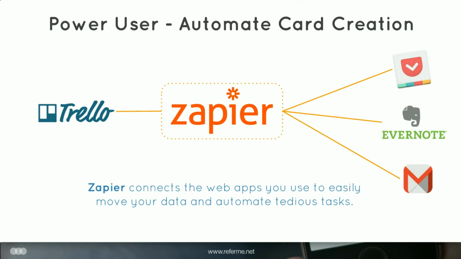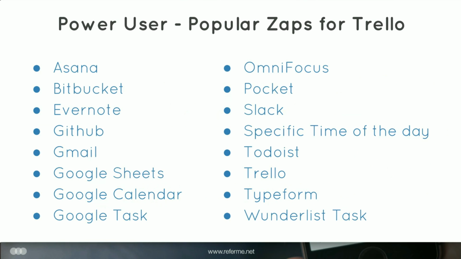Another great way to use Trello is when you connect it to other web apps. In this example, I will talk about Zapier, which is a great tool for connecting web apps that allow you to easily move your data and automate tedious tasks. So in this case, you can move, let's say, things that are happening in Gmail or in Pocket, which is a great tool for saving websites that you want to read later, and create Trello cards based on activity that's happening outside of Trello. And I'll show you an example of that here shortly.